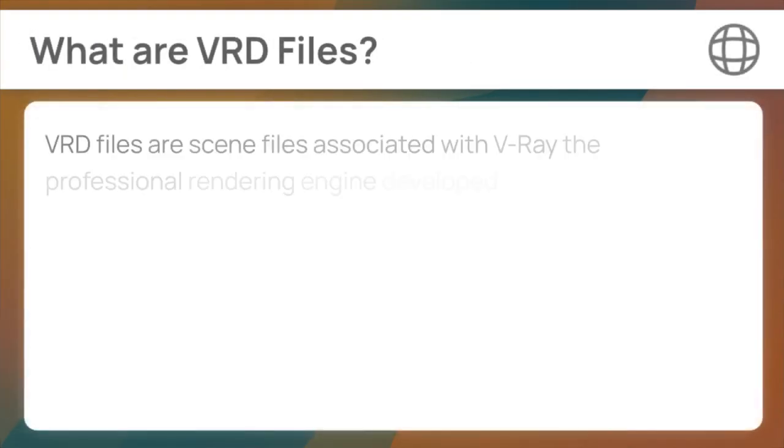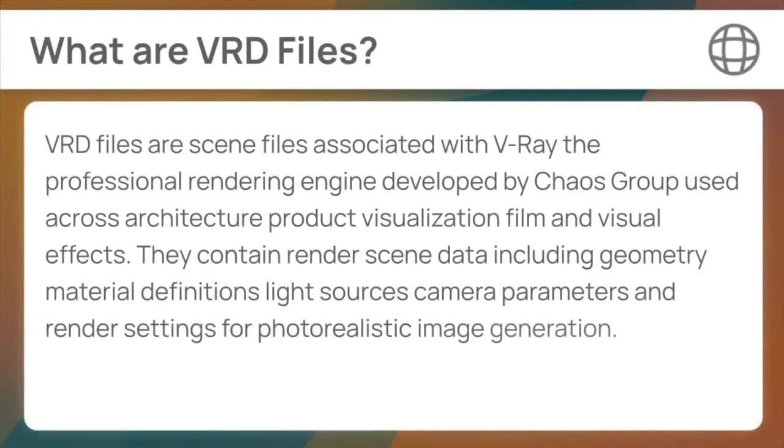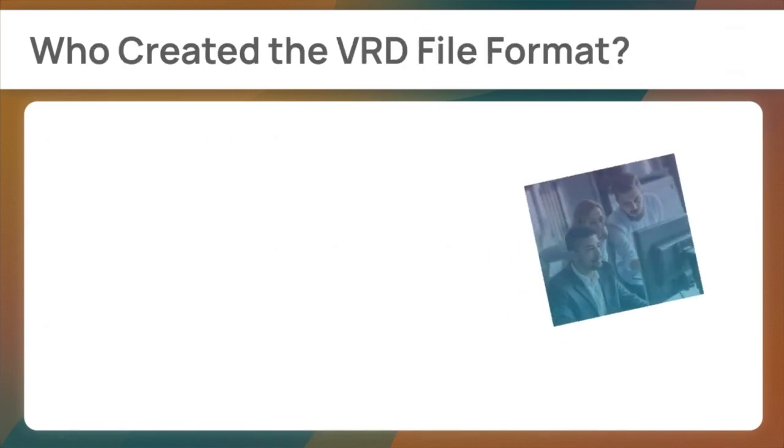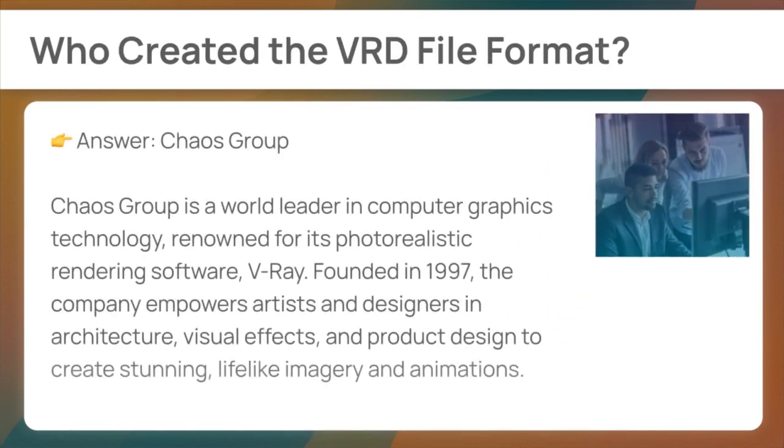VRD files are scene files associated with V-Ray, the professional rendering engine developed by Chaos Group used across architecture, product visualization, film, and visual effects. They contain render scene data, including geometry, material definitions, light sources, camera parameters, and render settings for photorealistic image generation.